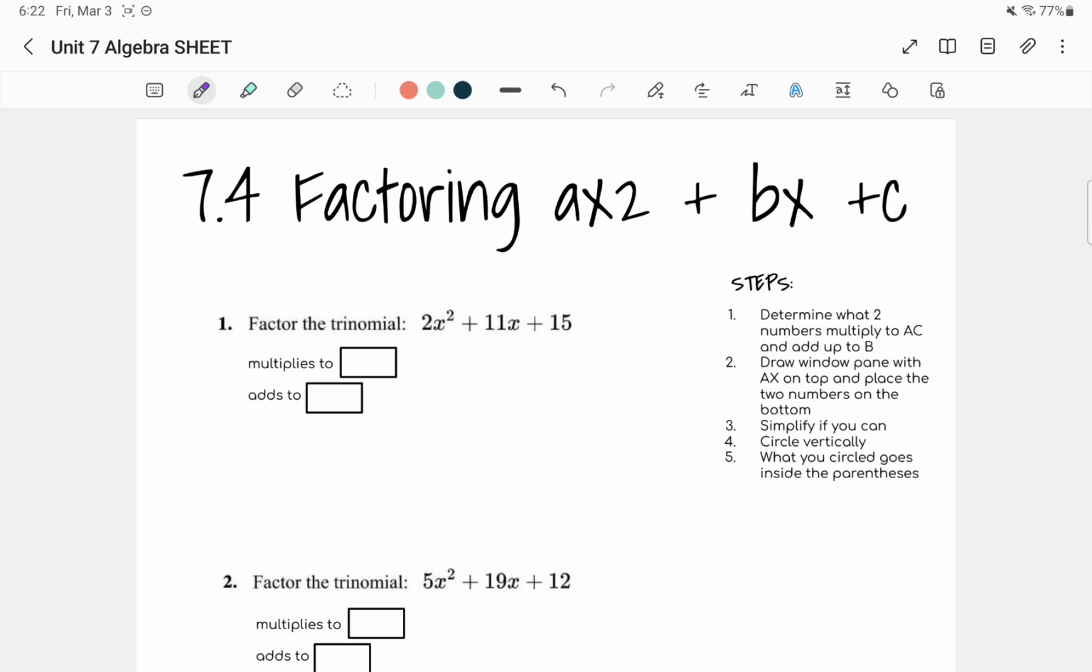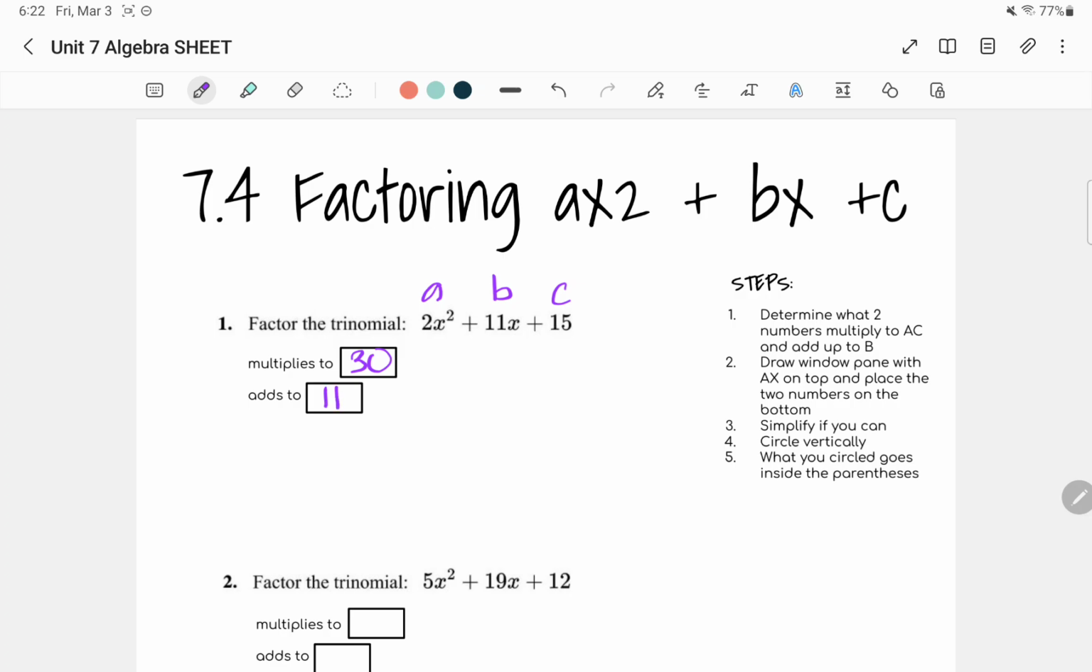So let's go ahead and label number 1 as a, b, and c. And we have to determine still what two numbers multiply, but instead of to c, what multiplies to ac. So ac, 2 times 15 is 30. And then still what adds up to b. So what adds up to 11.